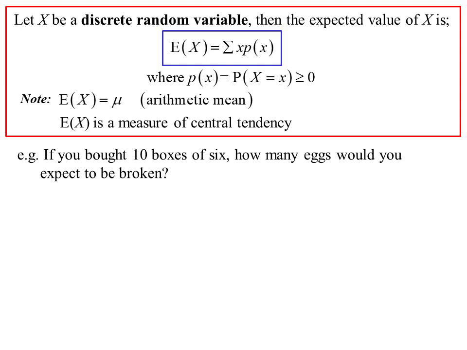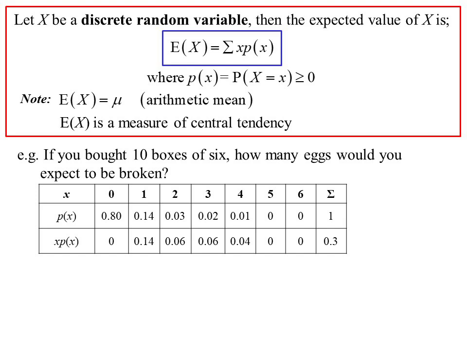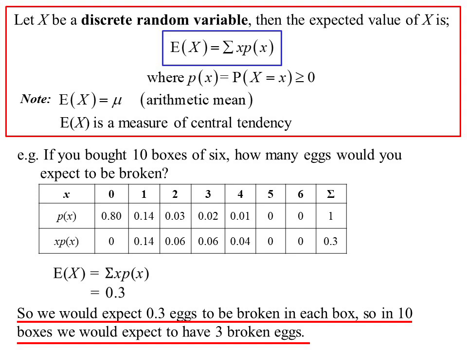Now, if you went and bought 10 of those boxes, how many eggs would you expect to be broken? There's our table. We'll add in an extra row now, where we'll work out the x times P(x) and sum that up. And our expected value is the sum of that row. So the probability of 0.3. Well, therefore, if there's 10 eggs in the box, I've got a probability of 0.3. I'd expect 0.3 of the box to be broken. So 3 broken eggs is what I would expect.